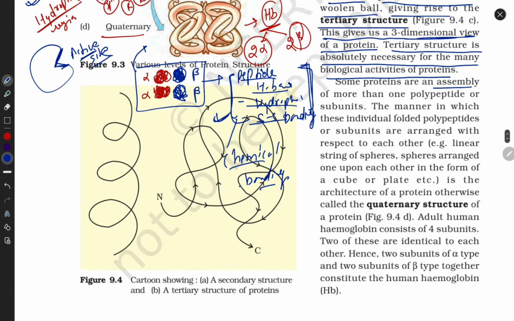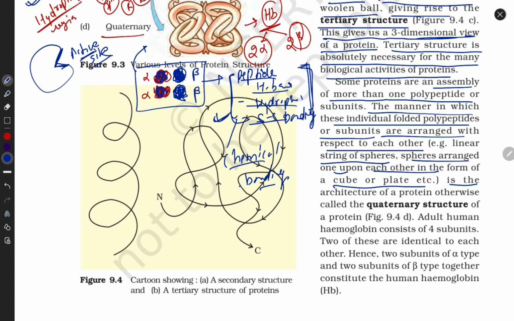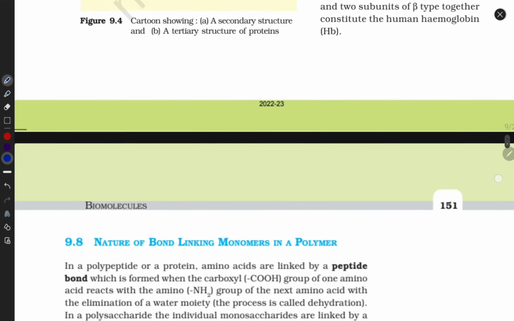Some proteins are an assembly of more than one polypeptide. This is one polypeptide chain, this is another polypeptide chain, this is another. The manner in which these individual folded polypeptides or subunits, these two subunits of alpha helix and these two subunits of beta helix, are arranged with respect to each other, like a string of spheres arranged one upon another in the form of a cube or plate, is the architecture of a protein, otherwise called the quaternary structure. I think I explained everything. So this is all about protein structure.